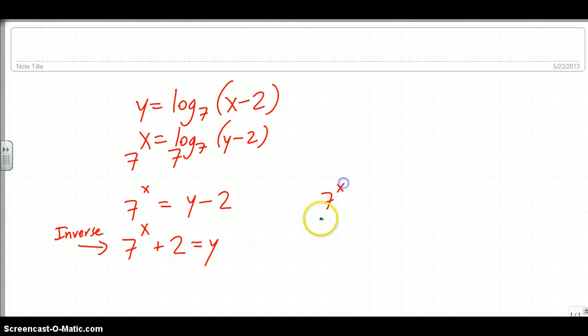So let's make a t-table for 7 to the x. Again, just like we did before, we use -2, -1, 0, 1, and 2. 7 to the -2 is like 0.020, something like that. 7 to the -1 is 0.143. 7 to the 0 is 1, 7 to the first is 7, and 7 squared is 49.